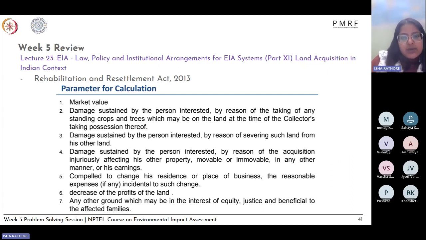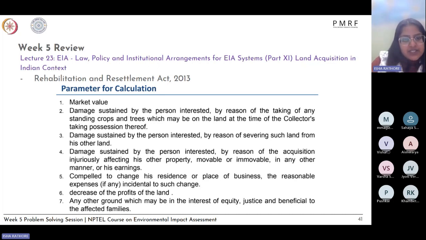Then damages sustained by the person by reason of severing such land from his other land. So if it's a connected land, if it's a, let's say, a larger property and a part of that property is being taken for the project development, then what sort of damage that person is facing, that will also be accounted.